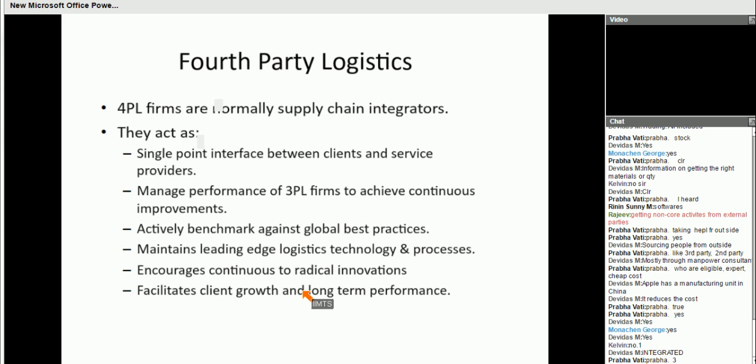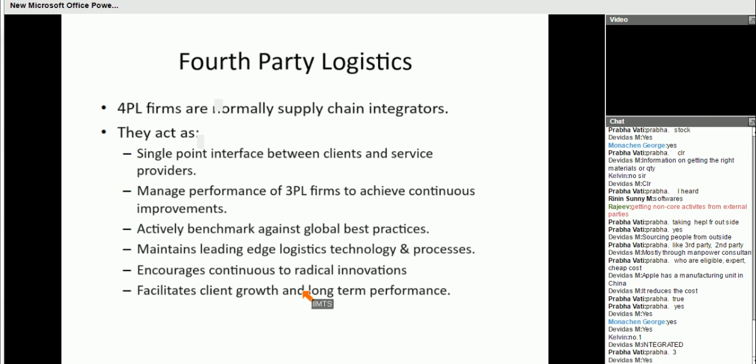So that is all regarding this topic, integrated logistic support or management. Does anyone have any questions to ask?